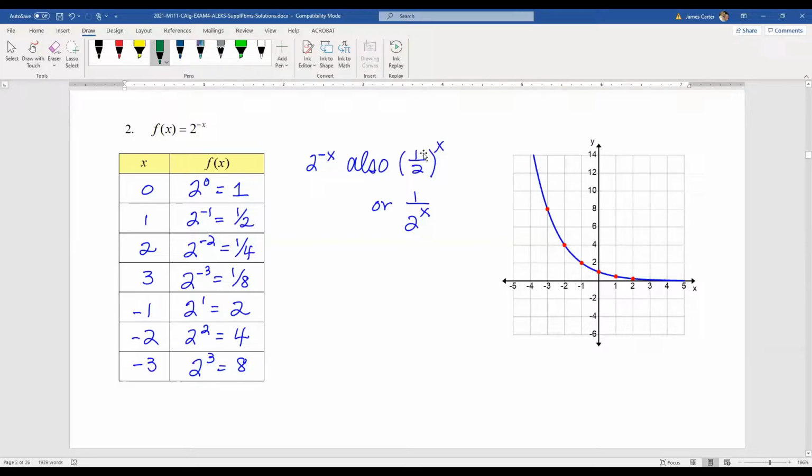Now, if you have a fractional exponent, you can expect it to go downhill left to right. If you have a whole number exponent, then you can expect it to go uphill left to right, or a positive exponent.